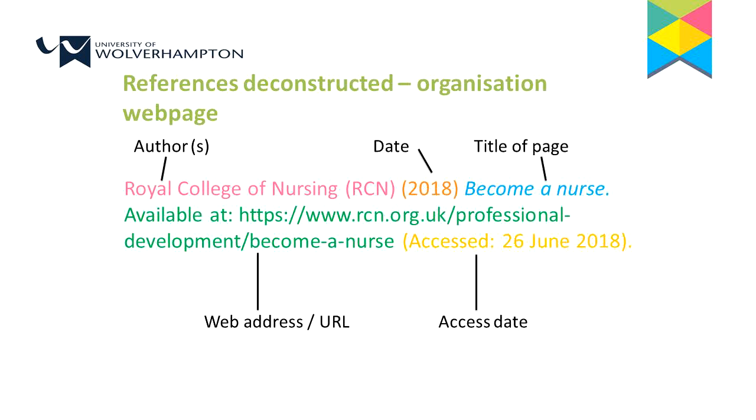As you can see, the reference for the web page follows the same pattern. We have an author name, in this case an organisation rather than a person, the date in brackets, and the title in italics. We then write available at, followed by the URL. Whenever you use a URL, you need to add the access date in brackets at the end to show when you used the web page in case it changes.